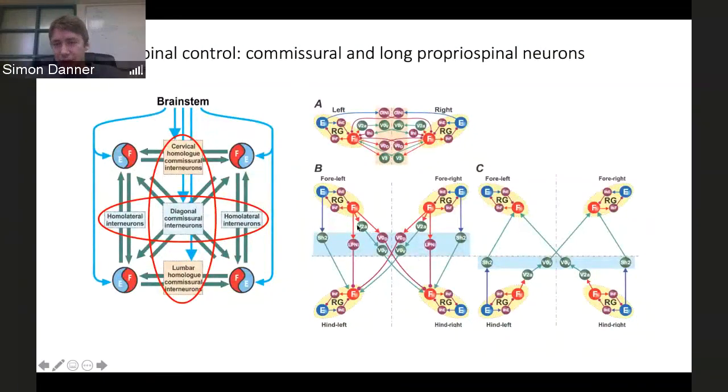Then we also have the long propriospinal neurons that we model in a similar way. I'm not going to go into much detail because it's very difficult to explain, and it would take a lot of time to dive into the mechanisms at play here. But V0V provides synchronization between the diagonal rhythm generators, which causes diagonal synchronization necessary for trot. And the ipsilateral projecting ones provide alternation between the fore and hind limbs, which is present during all our gaits.